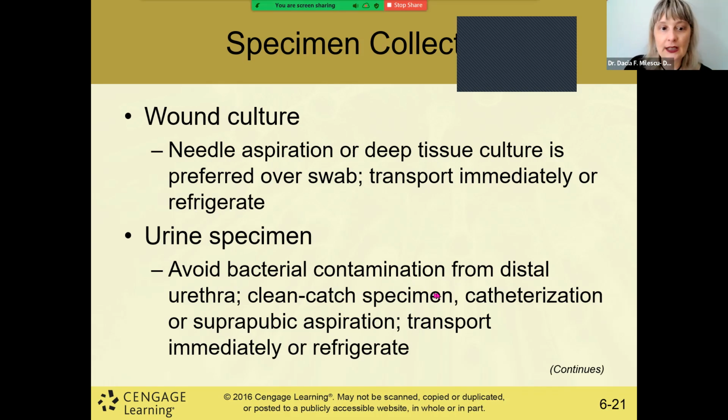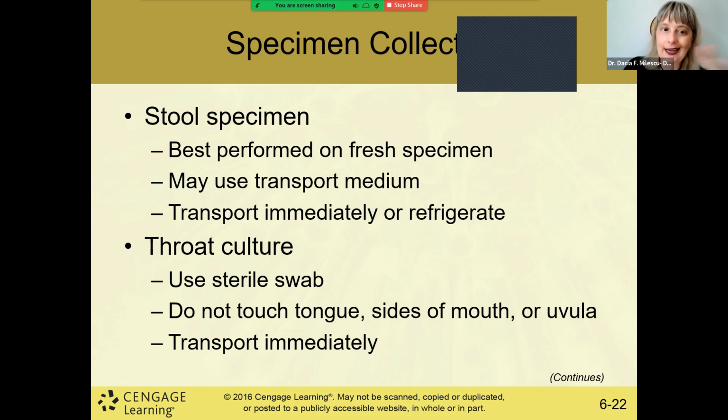With respect to urine specimen, avoid bacterial contamination to the distal urethra. You need a clean catch specimen, catheterization or suprapubic aspiration, transport immediately or refrigerate. Stool specimen, again, you need to have the transport medium and immediately transport it, or again, you have to refrigerate it.